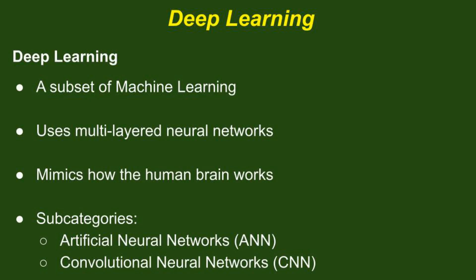Let's move to the next level, deep learning. Deep learning is a specialized part of machine learning that uses multiple layers of artificial neurons, just like the neurons in our brain. It can process large amounts of complex data, like images, audio, and video, and learn very deep patterns. The two main subcategories are artificial neural networks, ANN, and convolutional neural networks, CNN.